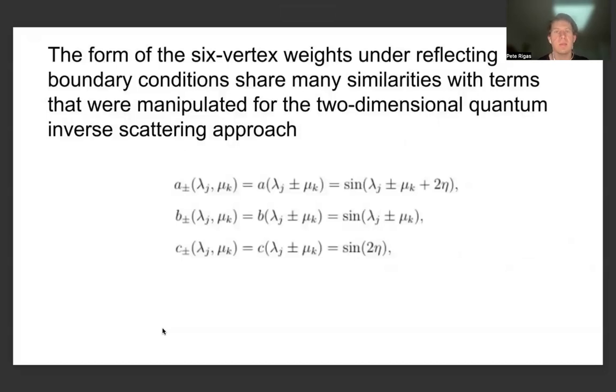But reassuringly, as will be demonstrated in the next presentation of the series, which is getting closer to the end of the series together, there are several connections between the 6-vertex model and the forms of the weights that are given under reflecting boundary conditions, which are another class of boundary conditions that we'll discuss in the next presentation, which share many similarities in the 2-dimensional quantum inverse scattering approach. So even if we're looking at this from more of a biological perspective, we can still make use of some 2-dimensional intuition for studying a higher dimensional interaction in 3 dimensions.